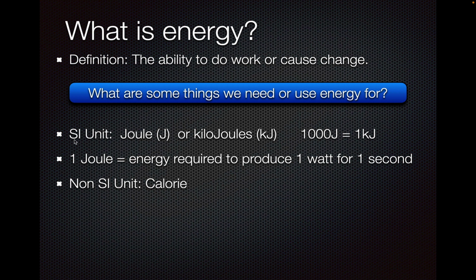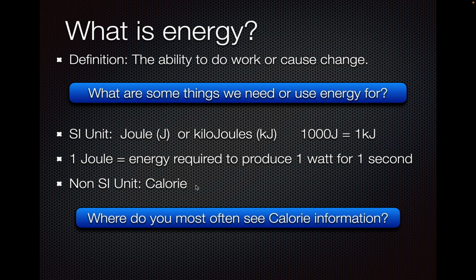Okay. Now there are different units that we use for energy. We have the joule, the kilojoule, and there's 1,000 joules in 1 kilojoule. And 1 joule is about the energy required to produce 1 watt for 1 second. That's not very useful for us. So a joule is about the energy in 1 small pea, like a pea pod pea. Okay. Now the non-SI unit is the calorie.